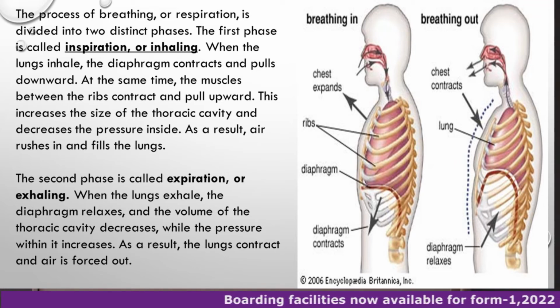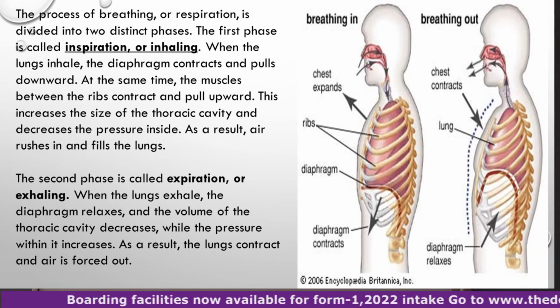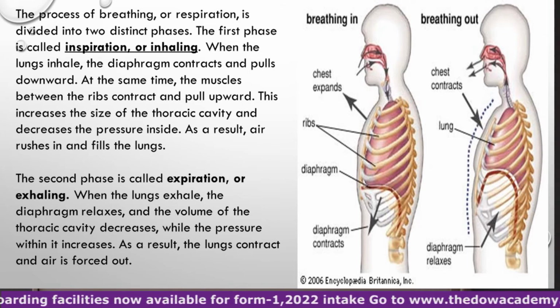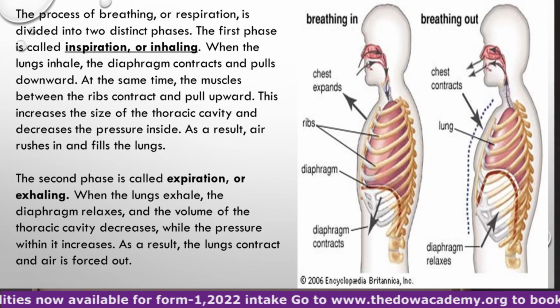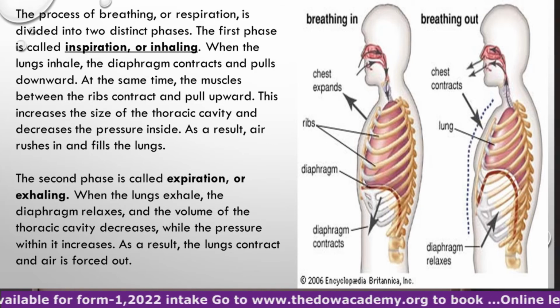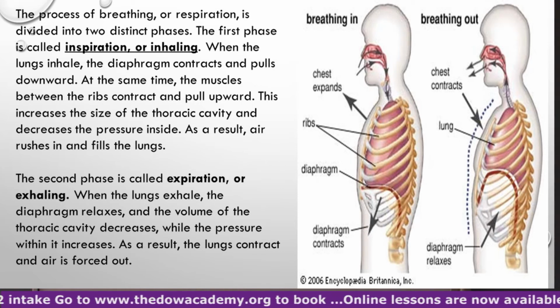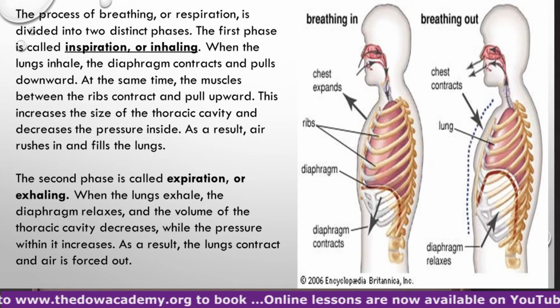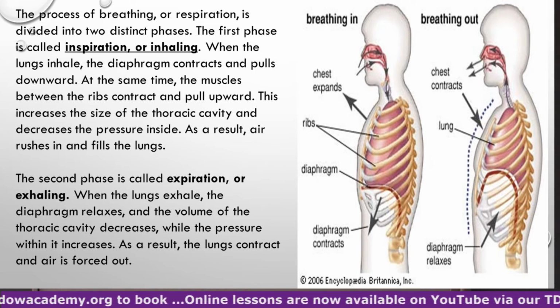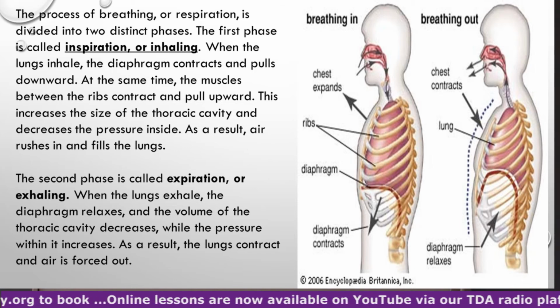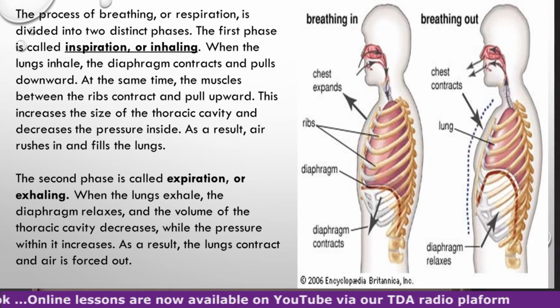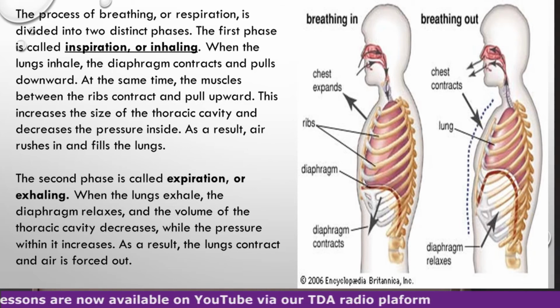When the lungs inhale, the diaphragm contracts. So this is the diagram which confirms this statement. Breathing in. Now here is our diaphragm. It contracts. At the same time, the muscles between the ribs contract and pull upward. This increases the size of the thoracic cavity and decreases pressure inside the lungs. As a result, air rushes in and fills the lungs.